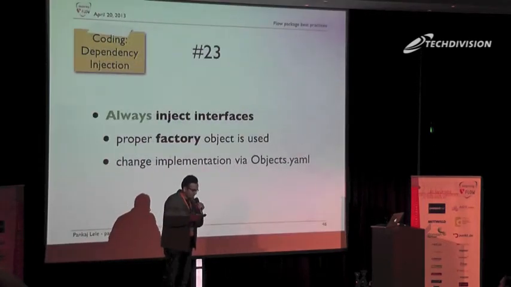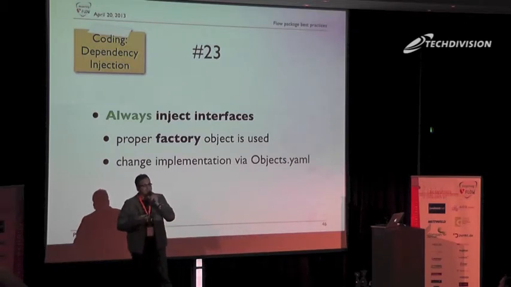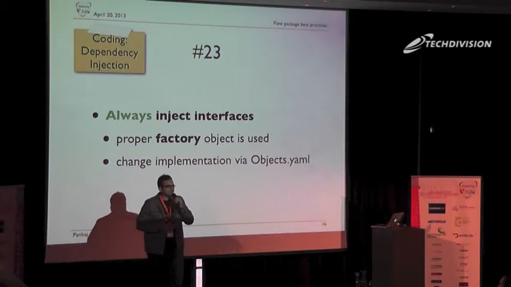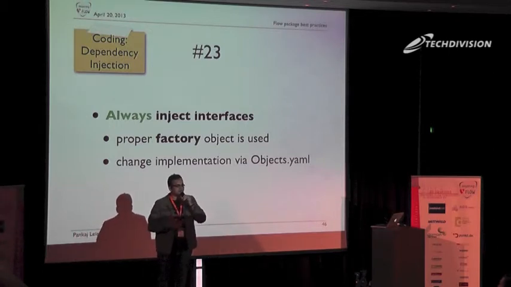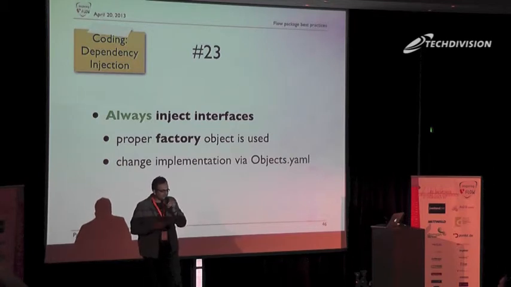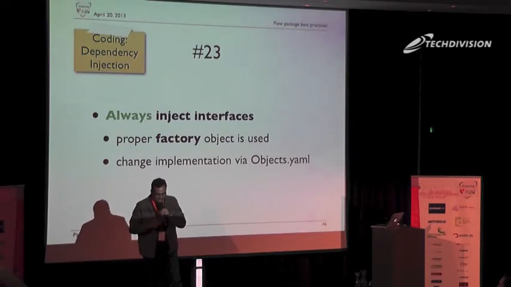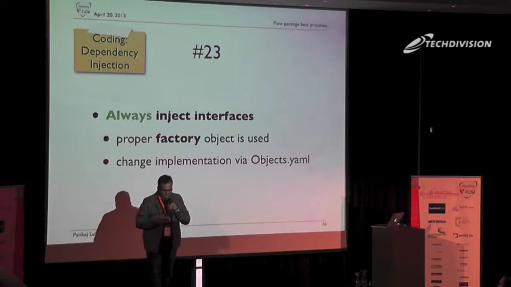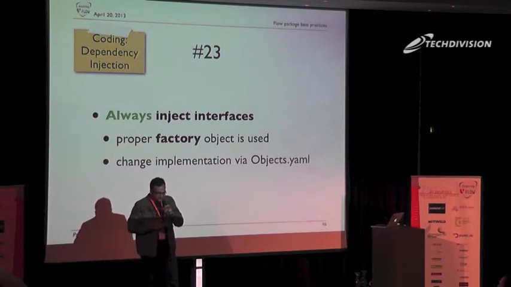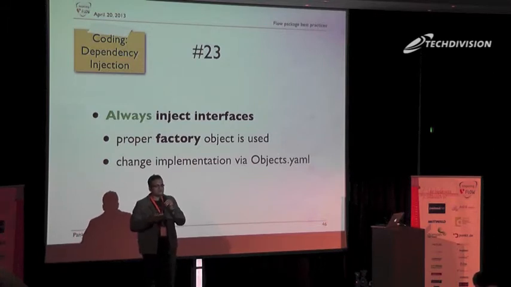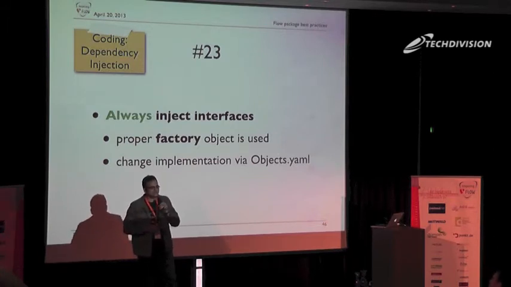Dependency injection. As I said, while you are architecting your package, you can always think about interfaces. So while doing dependency injection, if you are injecting any class from the framework, you can always see if there is an interface for that class and inject the interface instead. It uses the proper factory objects defined by the framework, and you can also change it later on if you want to use another implementation for the same interface. You can change this configuration from the objects YAML.